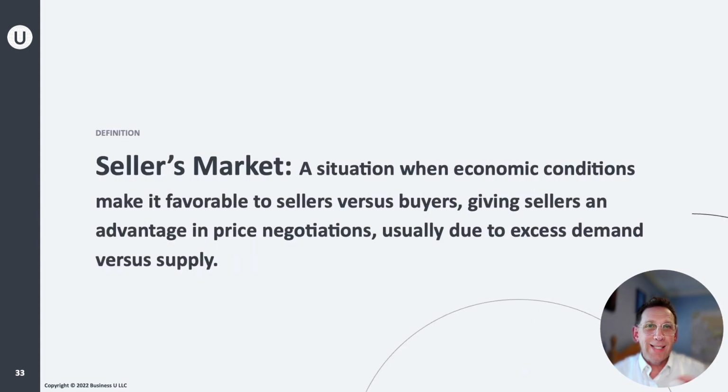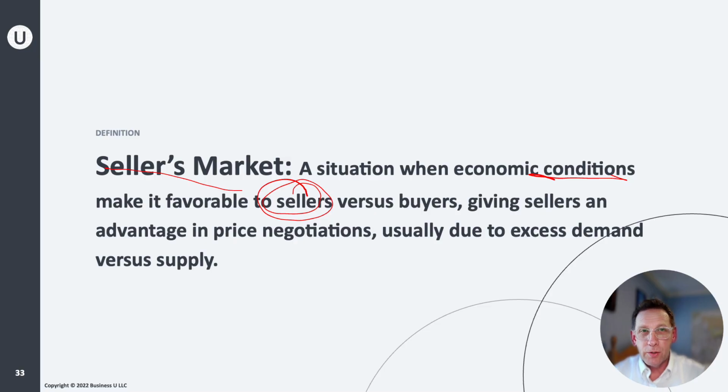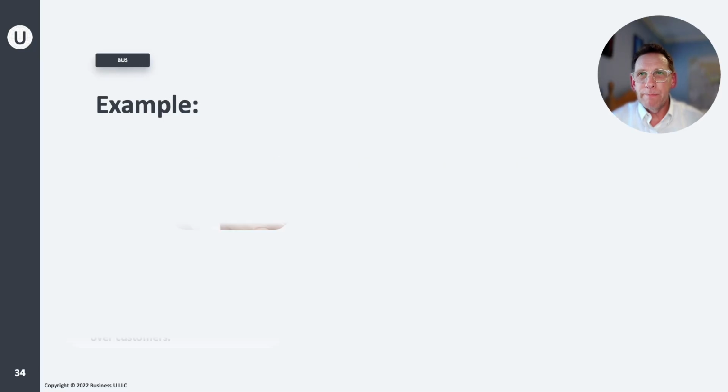On the flip side, there's a seller's market. A seller's market is where the economic conditions are favorable to sellers instead of the buyers. It gives the sellers the advantage in the price negotiations, and this is usually due to an excess demand versus the supply. Let's look at some examples.